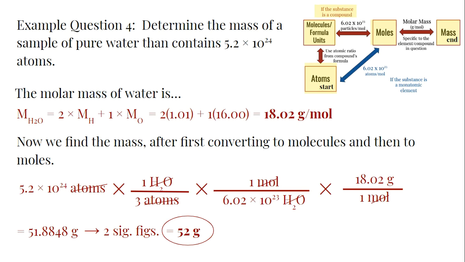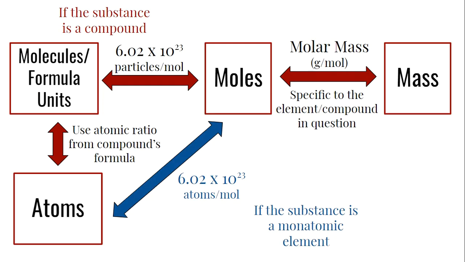So when you're solving these different types of problems, keep in mind this roadmap. Look at it when you're starting out. You'll get more used to it as time goes on. But figure out where you're starting, figure out where you're ending. Look at whether this substance is a compound or a monatomic element, and then follow the appropriate path.